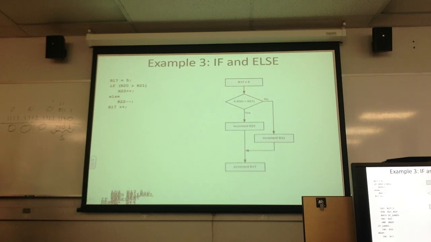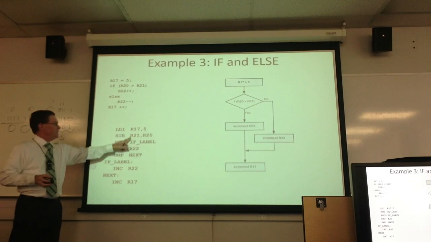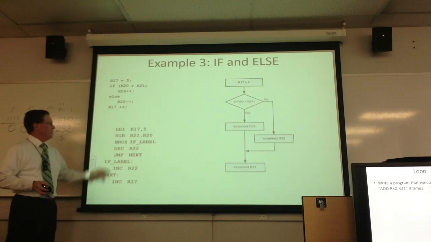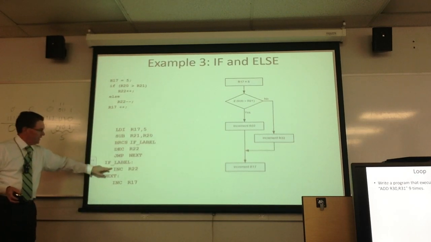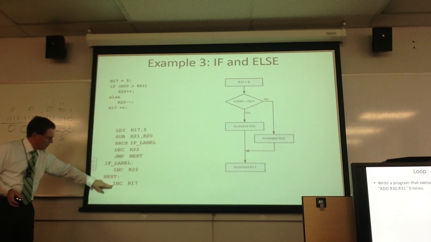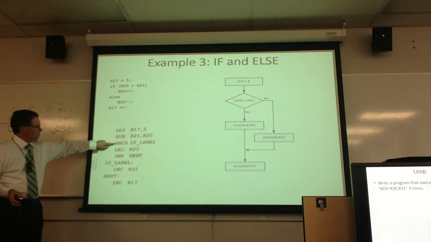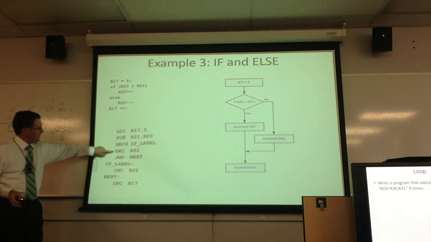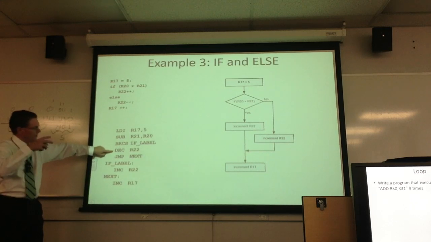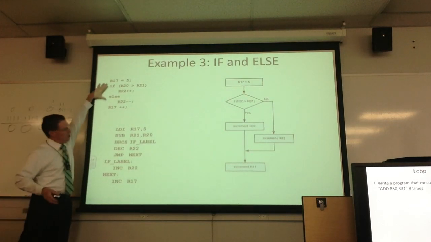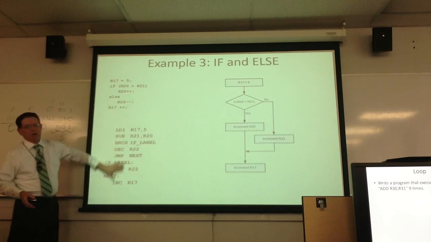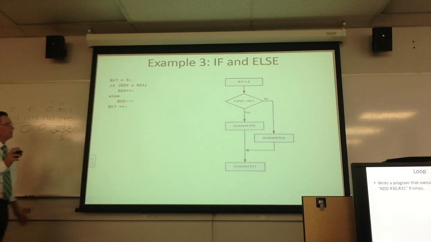All right, so if I load this in assembly, I load in the 5, subtract R20 from R21, branch on a carry set to an if label, which is right here. Increment R22, increment R27. If the branch on carry set is false, if it's true, I'm going to decrement R22, then jump down to the next and increment R17. So this is a C construct, and this is the assembly, okay?